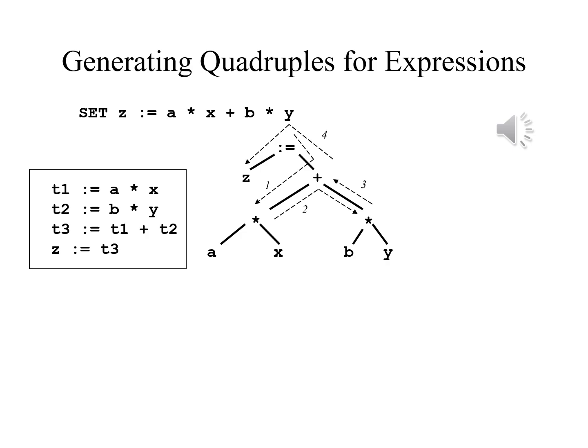In this regard, we will find that t sub 1 is set equal to a times x, t2 is set equal to b times y, and then we do the addition to get t3 is set equal to t1 plus t2, and lastly, we will set z equal to t3. It might be better, at least in appearances, for us to set z directly equal to t1 plus t2. That complicates the translation process, and we will end up fixing it easily during optimization.